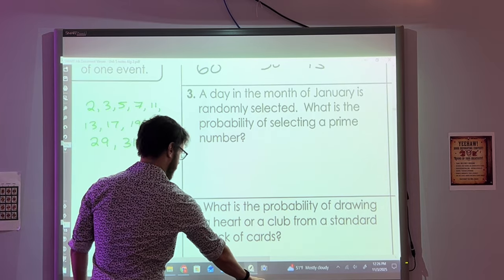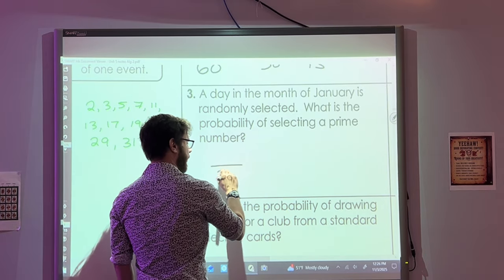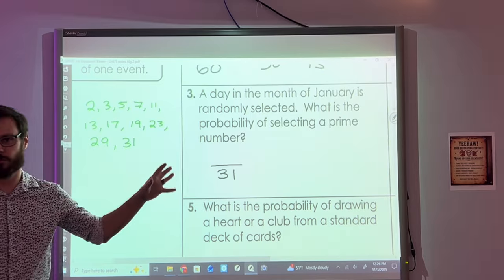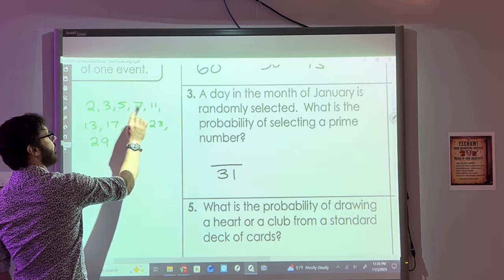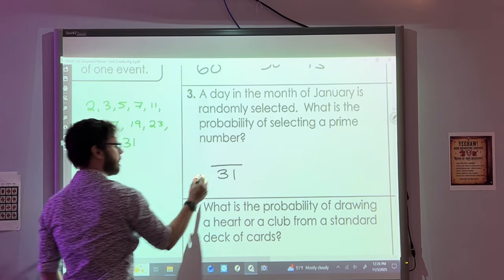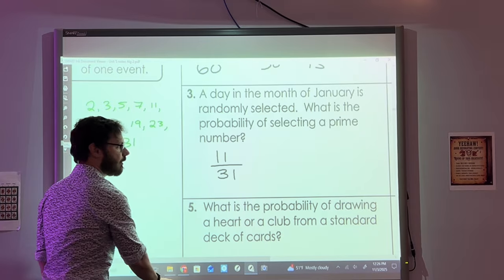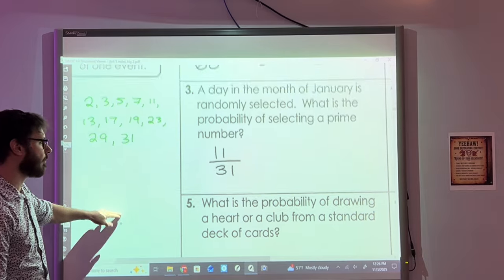Okay. There are 31 days in January. That is the total number of days, so total outcomes possible. How many of those are prime? 1, 2, 3, 4, 5, 6, 7, 8, 9, 10, 11. And I cannot reduce that anymore.